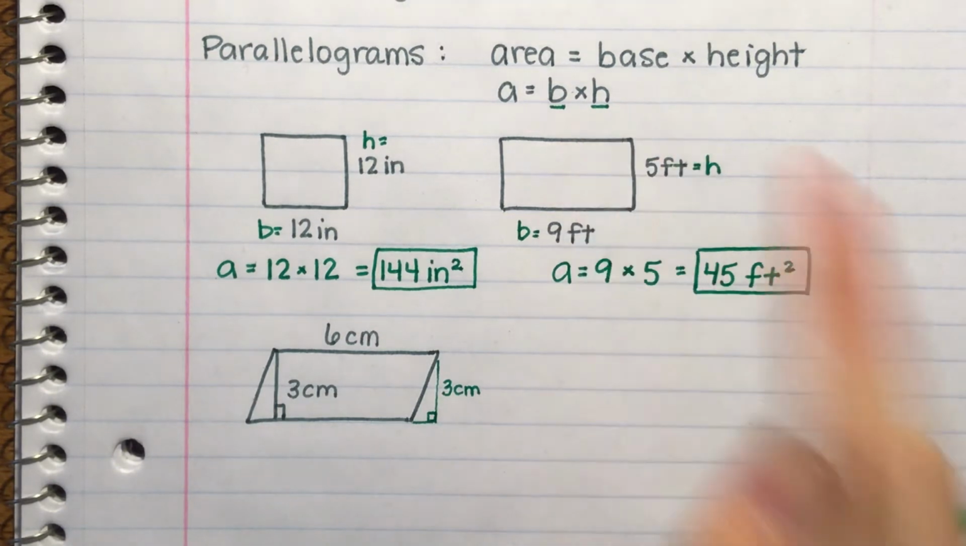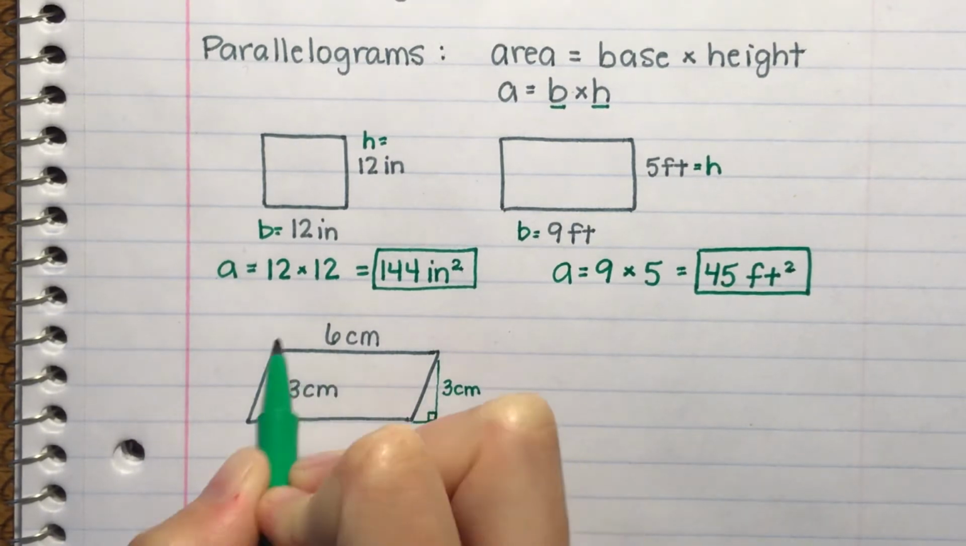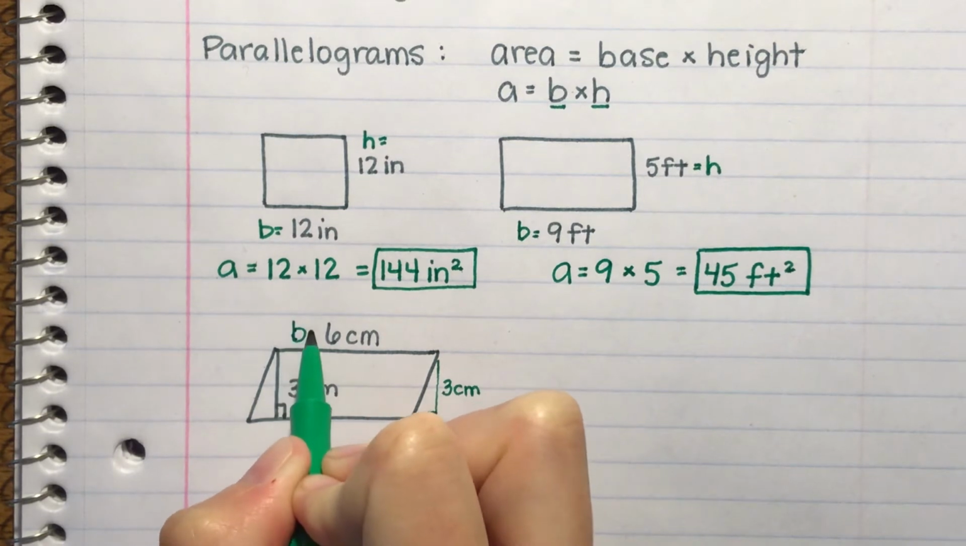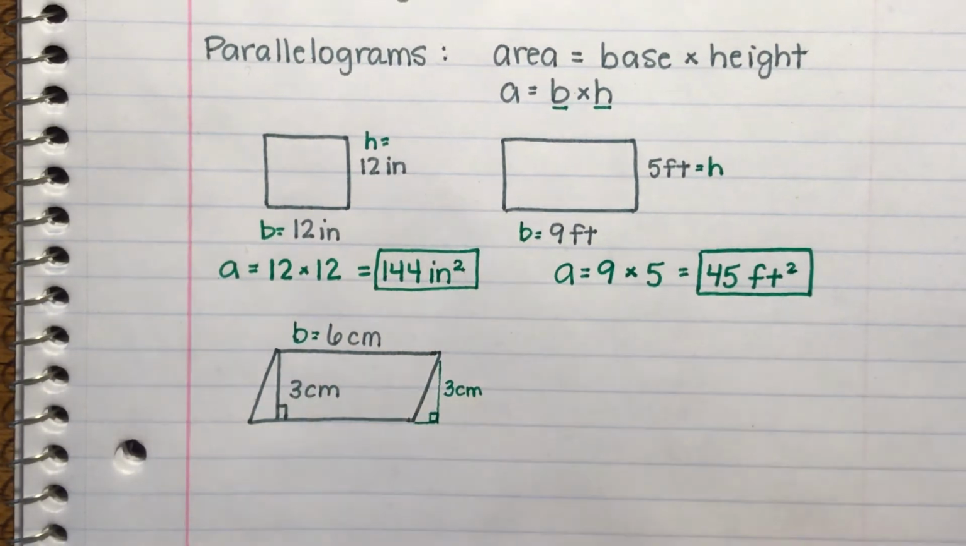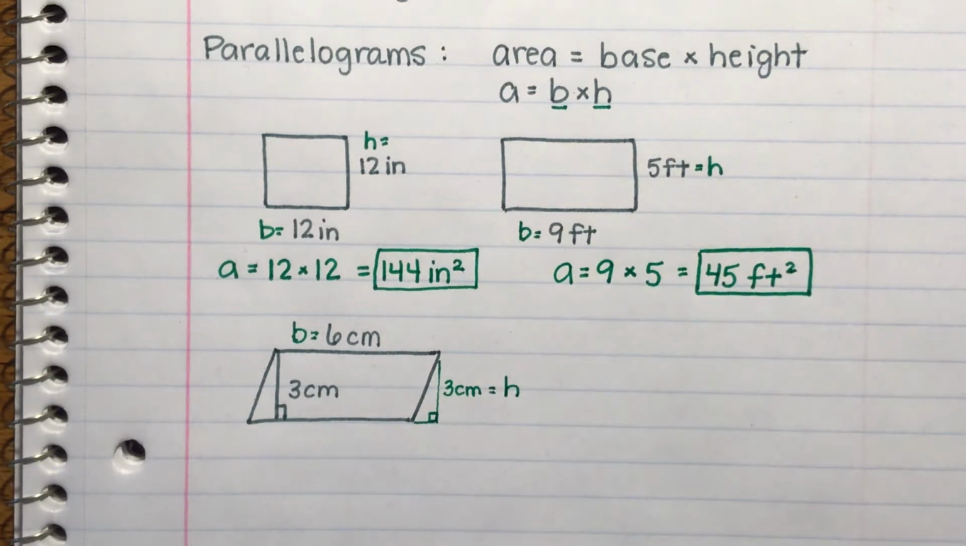Area equals base times height. Now, base is usually on the bottom, but the bottom and the top are parallel to each other, which means they're exactly the same. So this time, my base number is 6 centimeters, and that's okay. And then my height is 3 centimeters.